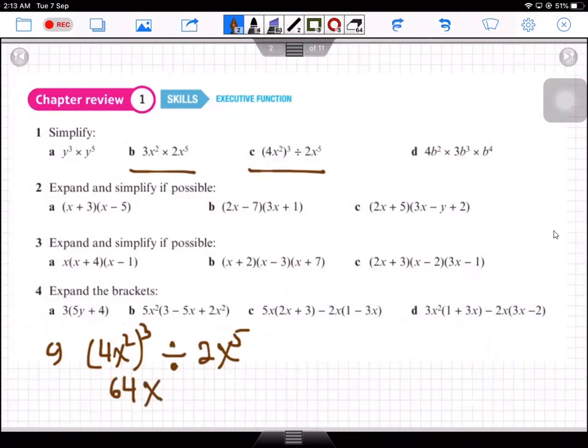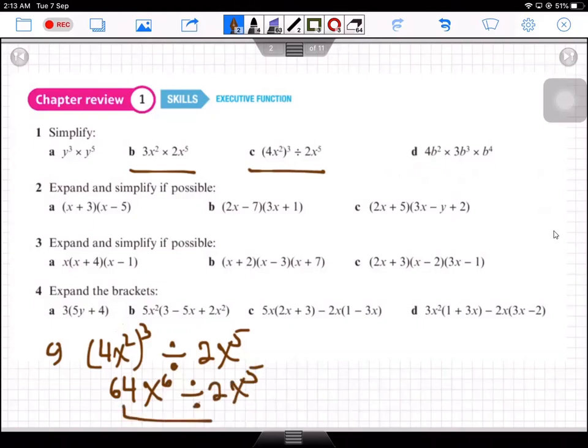The powers will be multiplied, since according to the laws of indices, if a raised to the power m is raised to the power n, then this is a raised to the power mn, and these concepts we have already covered. So this is 64x raised to the power 6, and then divided by 2x raised to the power 5.